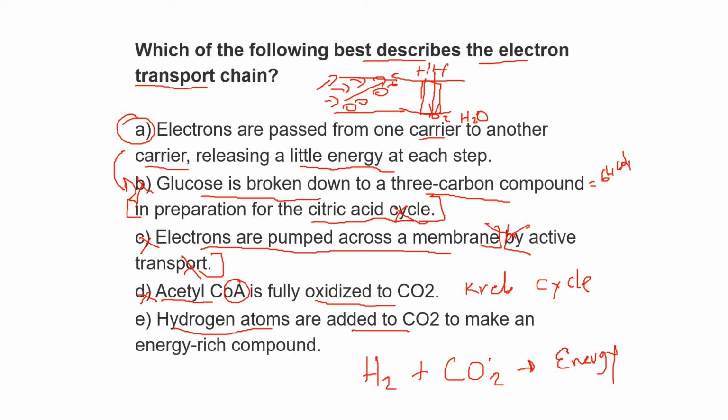So what they are saying, if you take these two compounds and you make one that is energy rich, so you make a carbohydrate. So what they are describing here is called photosynthesis. So this is not the electron transport chain. So the best answer, it will be A.